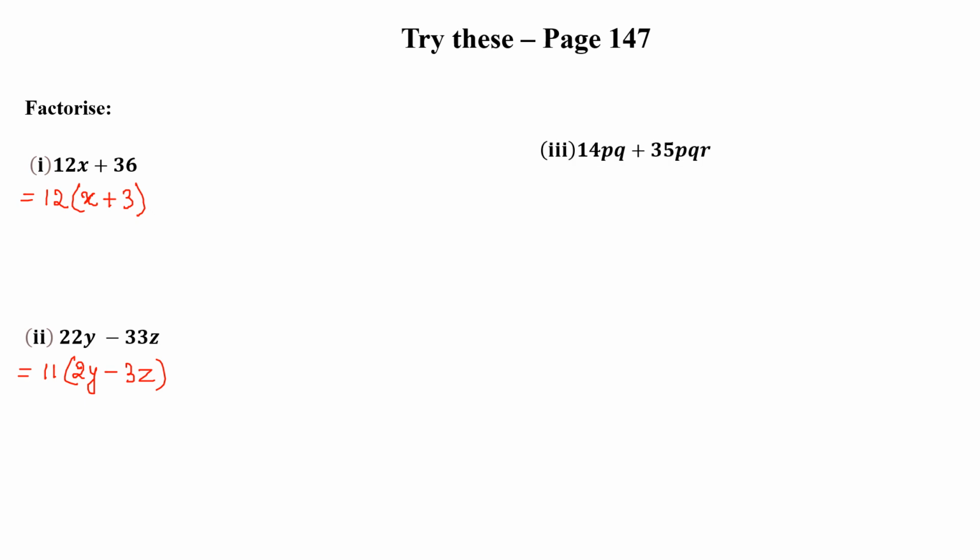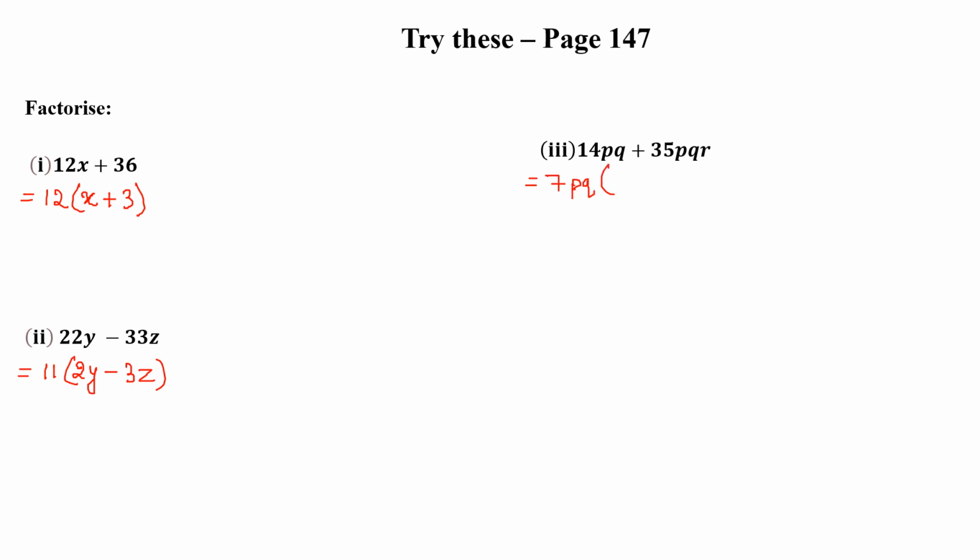Now next, in the third question, 14PQ plus 35PQR. Now if you see 14 and 35, what is the highest common factor of 14 and 35? In which table do 14 and 35 both come? That should be the highest factor. So I can say 7 is the highest common factor, because in the 7 table 14 also comes, 35 also comes. Now, if you see the variable, in the first term variable PQ is there, in the second term also variable PQ is there. So one of the factors will be 7, and in the variable the factor will be PQ.